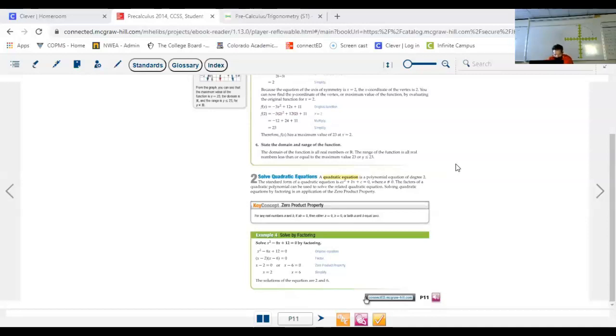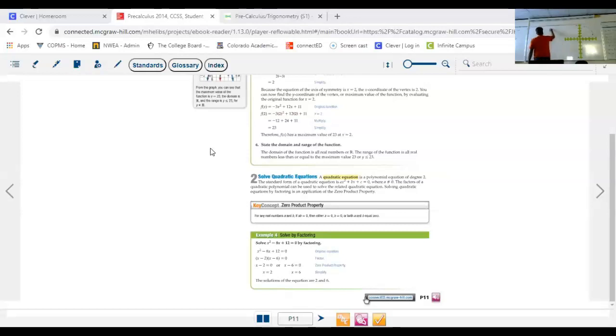So the zero product property states that for any real numbers a and b, if a times b equals 0, then either a equals 0, b equals 0, or both equal 0. And that's because anything times 0 is going to be 0. So in order for a times b to be 0, one of them has to be a 0. That's more or less, to sum that up in layman's terms. And you can see that we are solving by factoring. First, you have to ask yourself, what does it mean to solve?